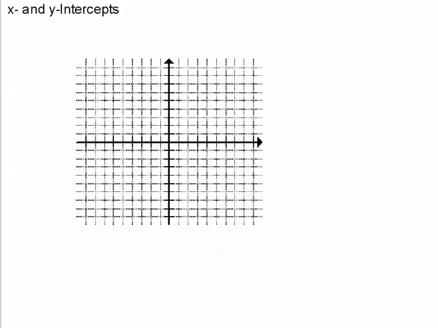For example, if I were to draw this line, then this point right here would be what we call the x-intercept, and this point right here would be the y-intercept, because this is the x-axis and this is the y-axis respectively.